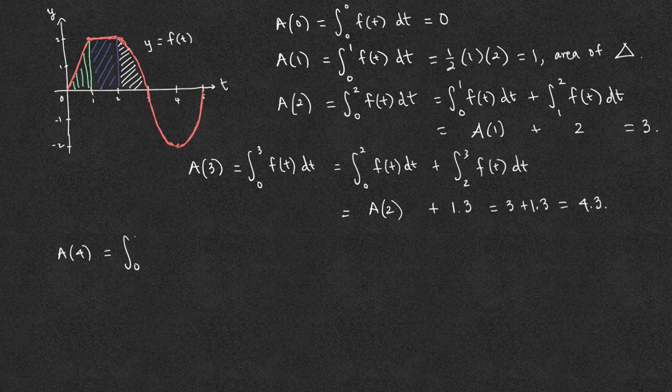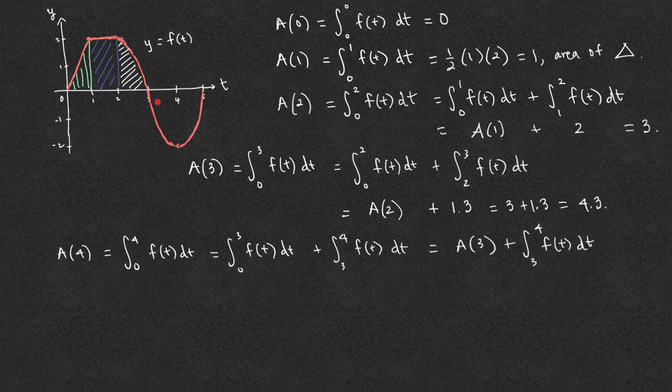A of 4 is the integral from 0 to 4 of f of t dt, and we can split it into two integrals, from 0 to 3 and from 3 to 4, of f of t dt. But the first integral from 0 to 3 is A of 3, and the second integral is the signed area between the x-axis and the curve. Since it lies below the x-axis, its signed area is negative, and so A of 4 is 3.